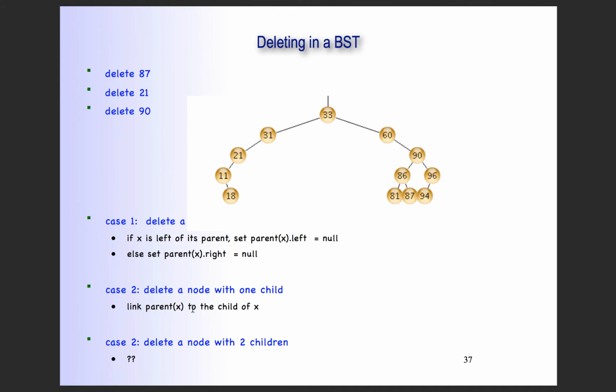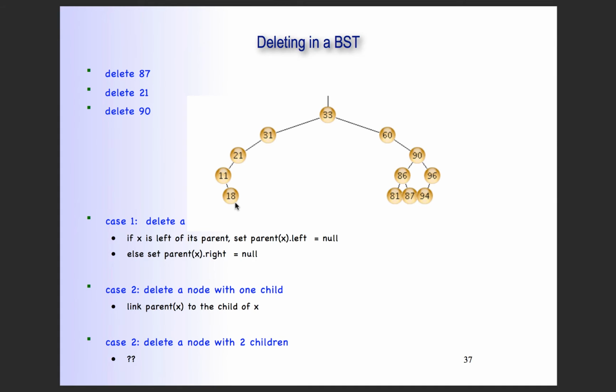So link parent of x to the child of x. So this is x, so 11 is x. You want to delete this one, so parent of x means 21, and the child of x means 18. So you have to link 21 to 18.